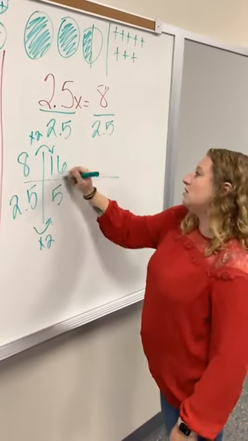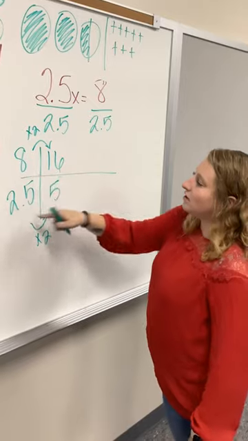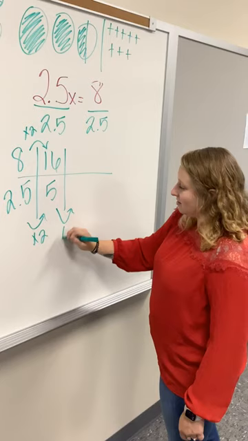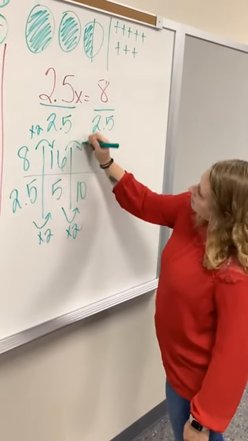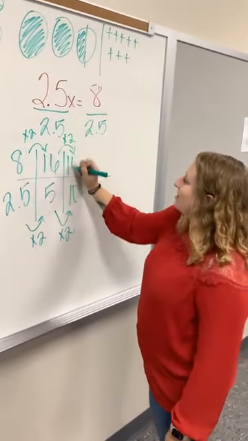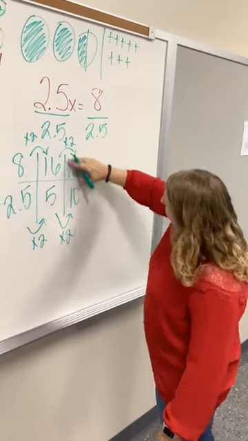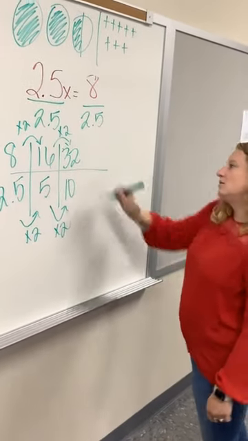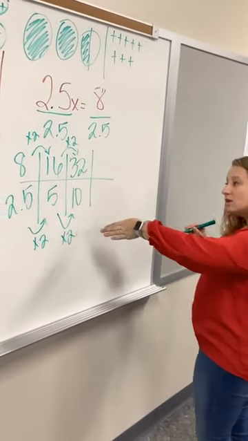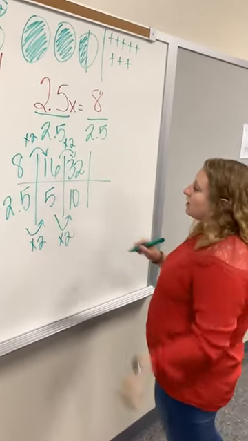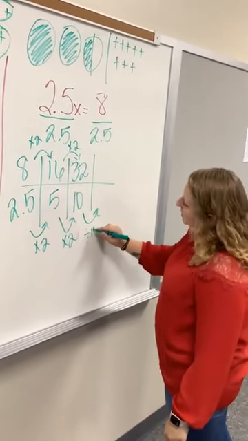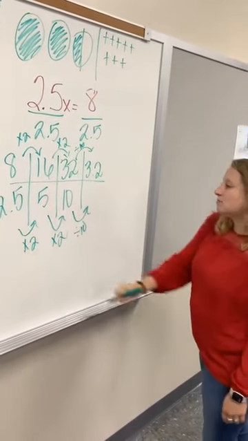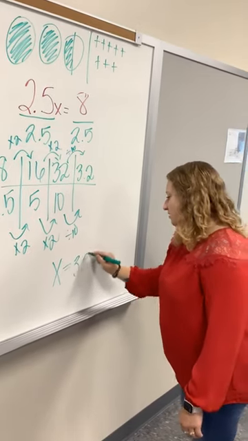So 16 divided by 5 is the same as 8 divided by 2.5. And I see I can scale up one more time to make 10. So now I have 160, oh, excuse me, 32 divided by 10. So I've scaled all the way up to a friendly number, right? I have 32 divided by 10, and now I can divide back down by 10 to get 3.2. So my value of x will be 3.2.